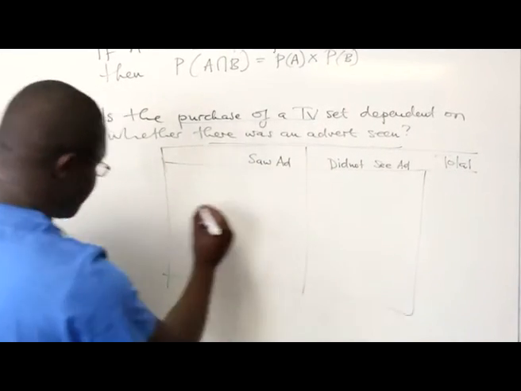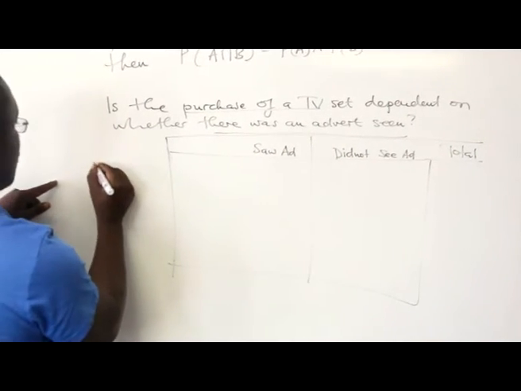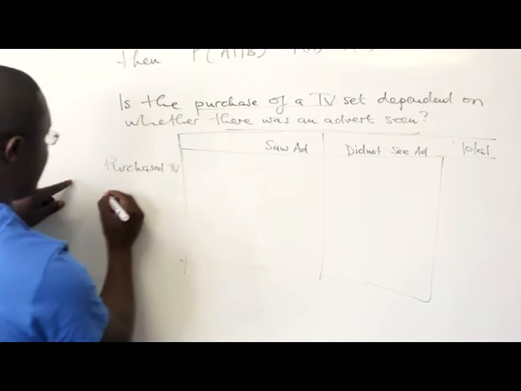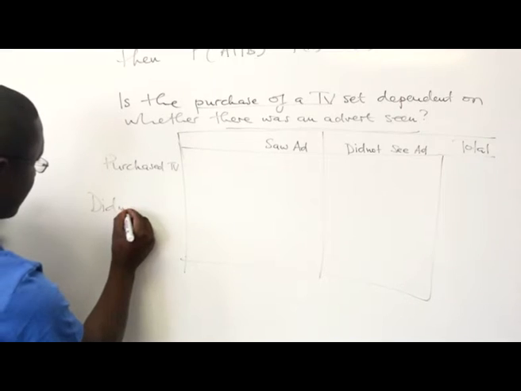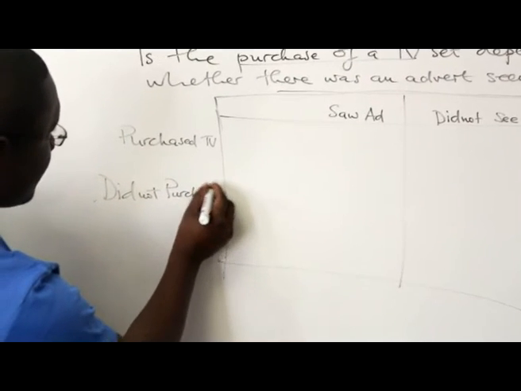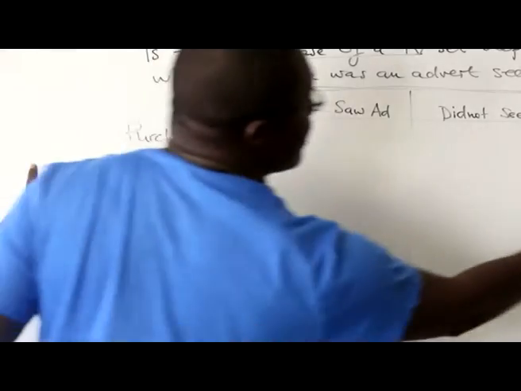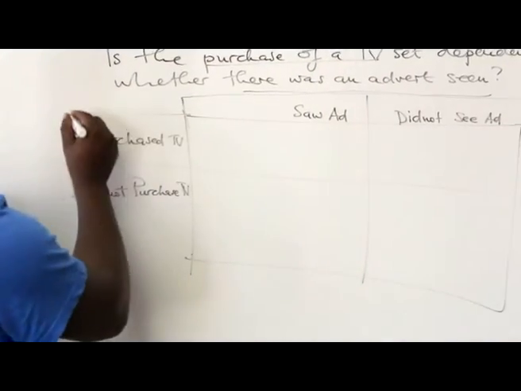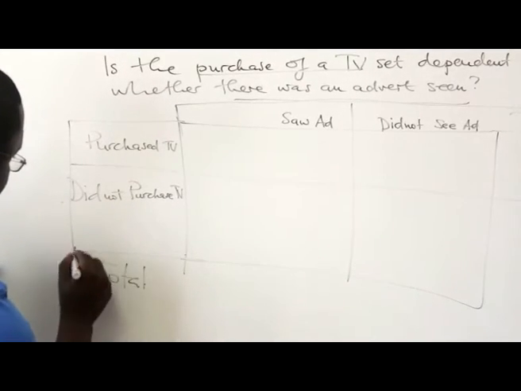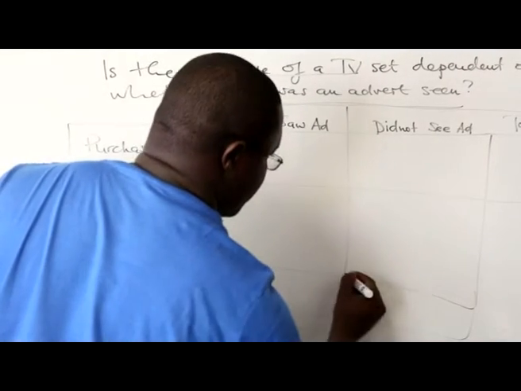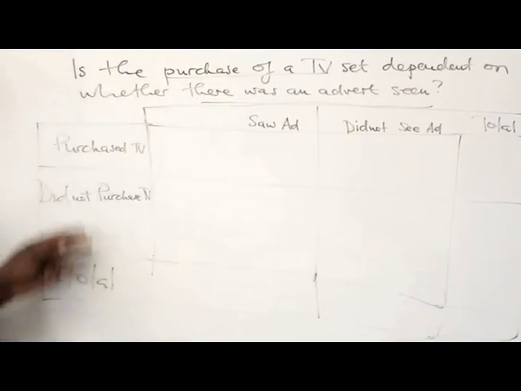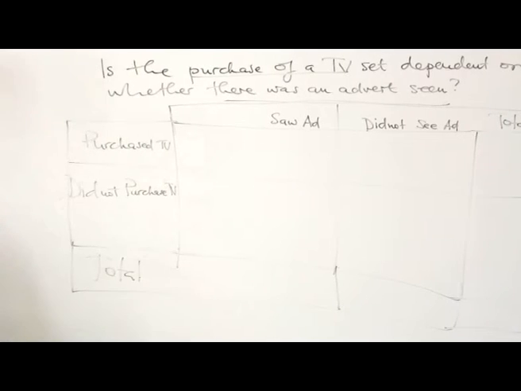And then on this side you have purchased TV, did not purchase TV. So these are your two options on the horizontal, on the rows. Then you've got a total here, marginal totals as well. Like that. Okay, so we've got our possible responses.